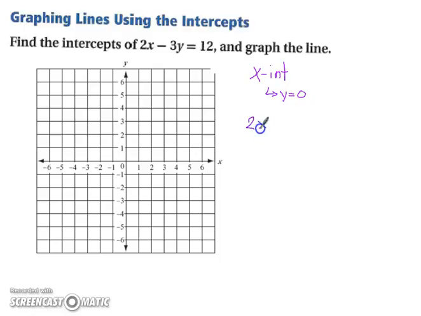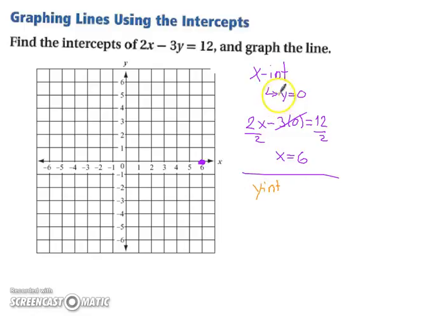So we have 2x minus 3 times 0 equals 12. And then just solve for x. So we're going to divide both sides by 2. Since negative 3 times 0 is 0, it's gone. So we end up with x equals 6. So our x-intercept is 6. And now let's look at our y-intercept.